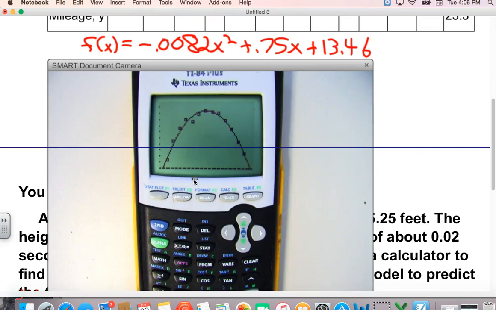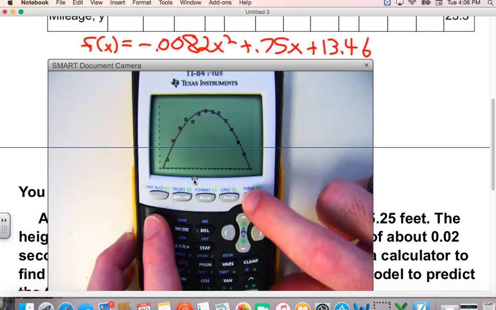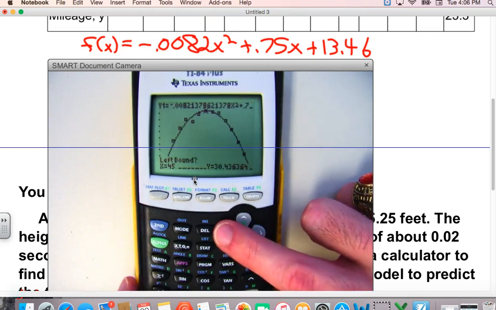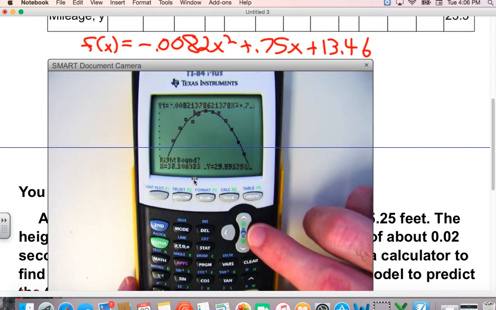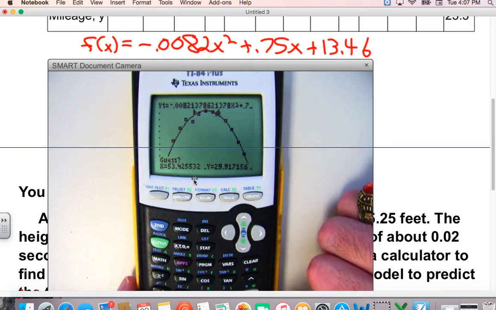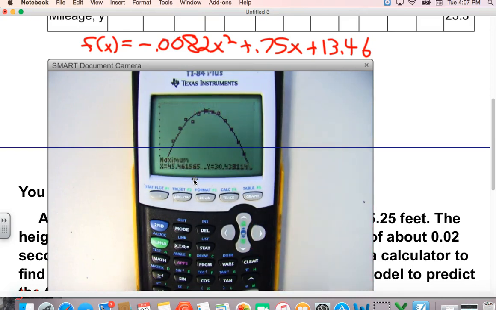Okay, so now we can use that to find the maximum by calculating the maximum, and we know how to calculate a maximum. Hit second, calculate, 4 for maximum. It says left bound, so remember we go left of the maximum, and then right bound, move the cursor over to the right side of the maximum, hit enter, and then it says guess, hit enter one more time, and it'll give us the maximum.